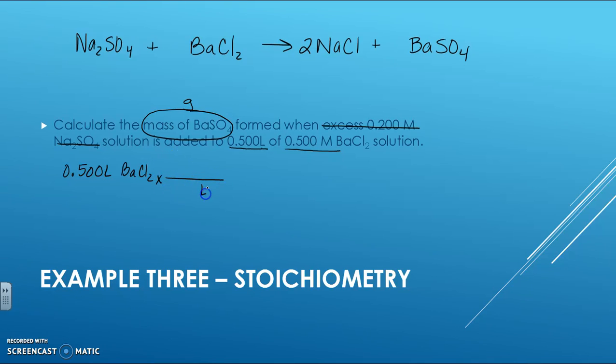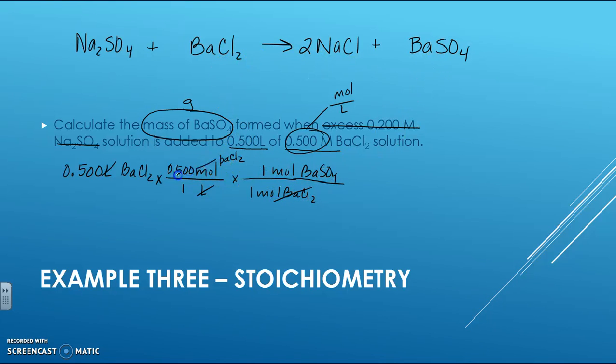Okay, I want liters to go away, so liters goes on bottom and moles goes on top, and this thing right here will give me moles per liter. So 0.500 moles per 1 liter. There we go. Okay, now we're at moles. So we just have to do our mole ratio. Now we're doing moles of BaCl2. So that would be 1 mole of BaCl2. And we want to know moles of BaSO4. Right? And that's a 1-to-1 ratio.